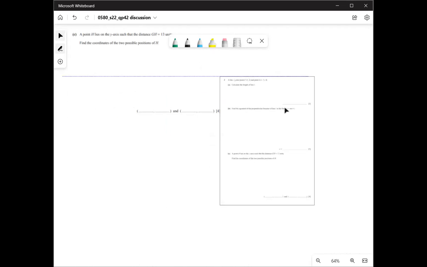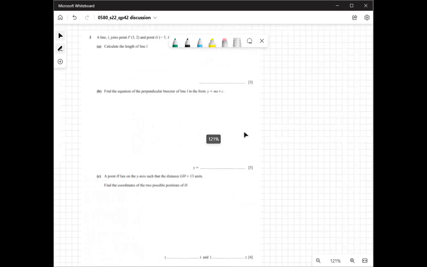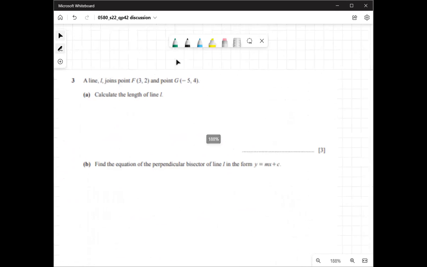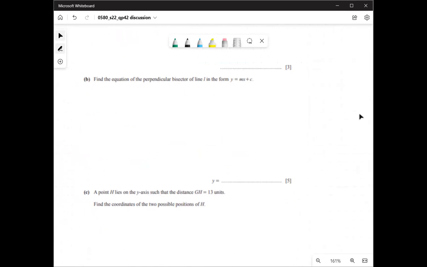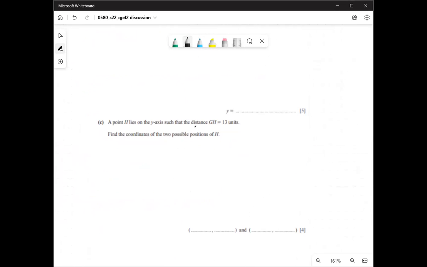Okay, look, now this is the question right here. What is H and what is G? H is not given. The x-coordinate of H will be 0 in both cases because it lies on the y-axis. Right. Let's make our own axes right here.